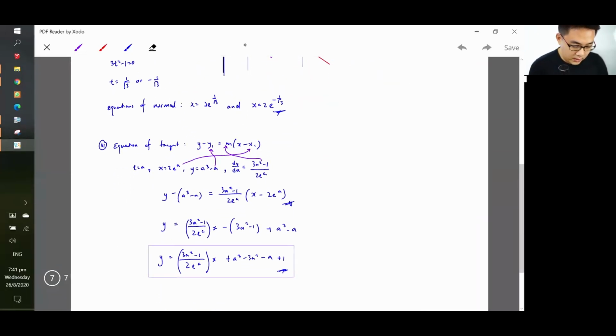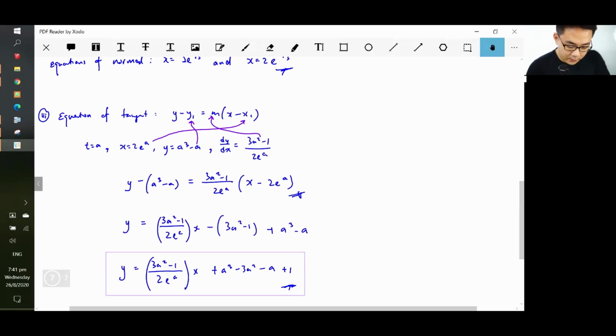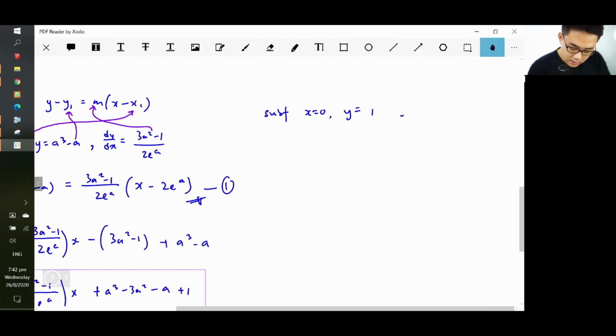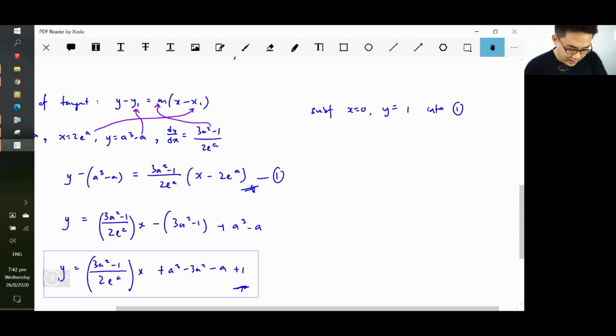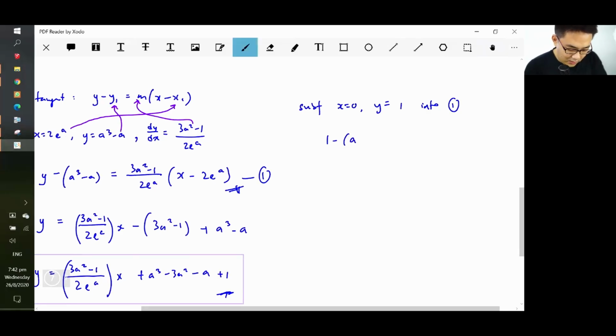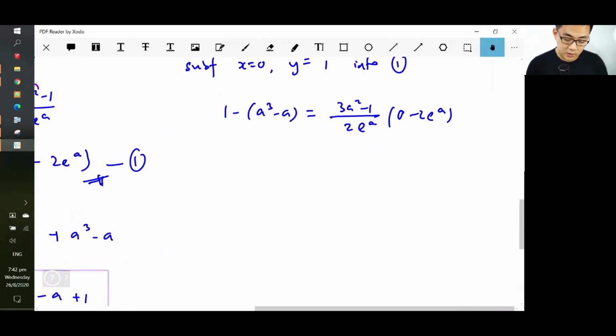So what we're gonna do is essentially, for the last part, sub x equals to 0 and y equals to 1 into the equation of tangent. Okay, so that you get that ready. Once you get that, it will be 1 minus a cube. My goodness, it looks so complicated. I do not know how to deal with this, man. So this is 0. Okay, then oh, that's pretty okay because you cancel away. So we are pretty okay here.